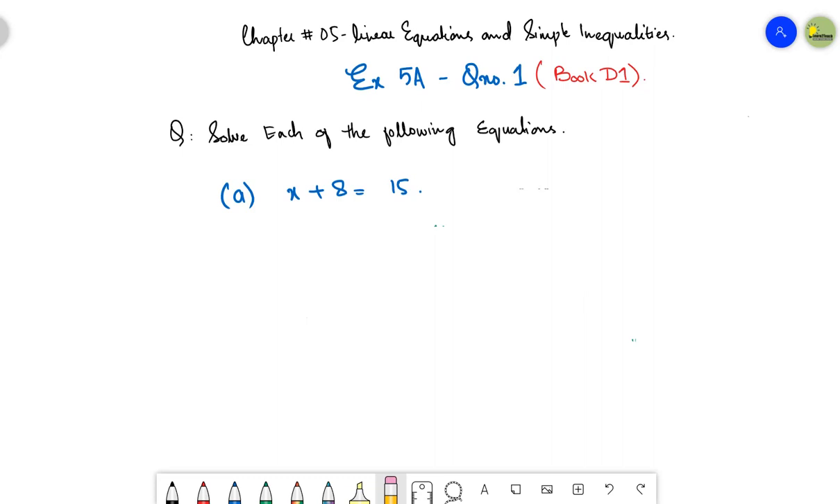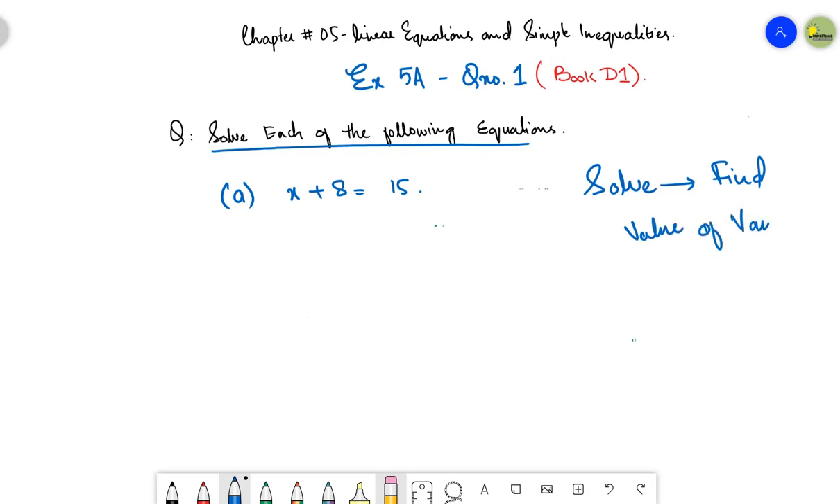Solving a linear equation means that you need to find out the value of a variable. I'm again repeating, if there is a question of solving an equation, just look at this. Solve each of the following equations. Solve the equation means that you need to find out the value of the variable.